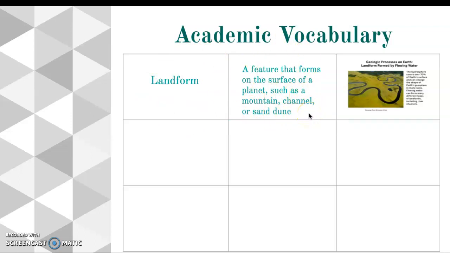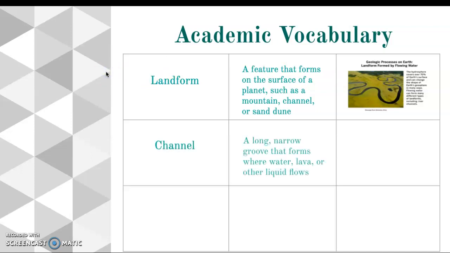The definition of a landform is a feature that forms on the surface of a planet, such as a mountain, channel, or sand dune. And then what I want you to do is draw a picture underneath that definition of something that will help you remember what a landform is. Don't forget to give your examples in the bottom left-hand corner, as well as your non-examples in the bottom right-hand corner.